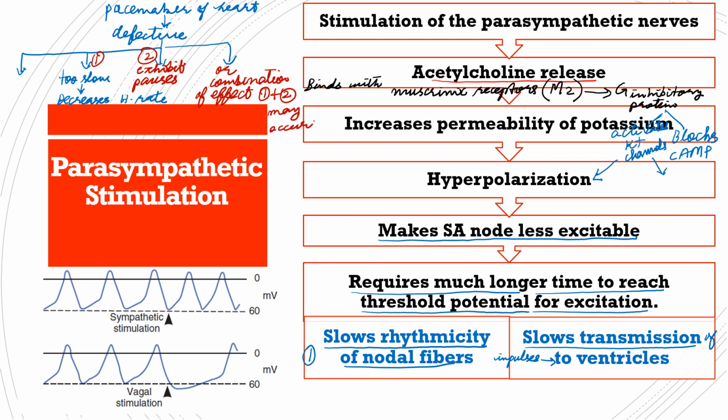The fourth problem that may arise from defective sinus nodal activity is the rare effect, that is, the heart rate may become faster than normal.